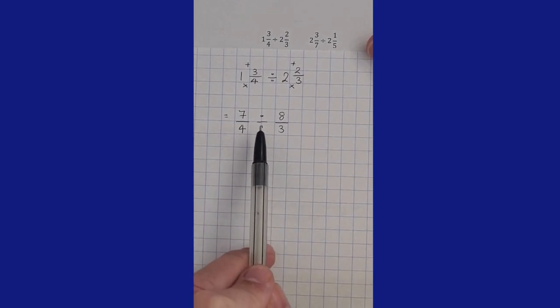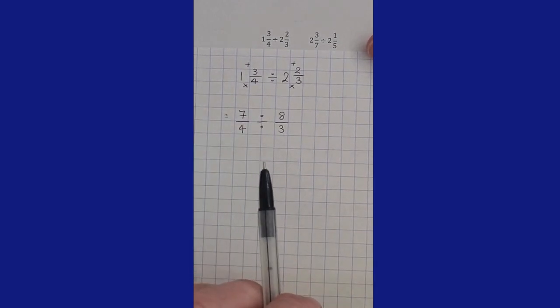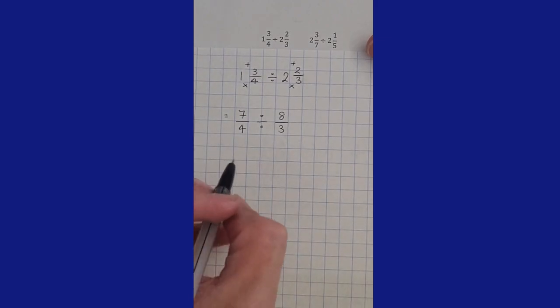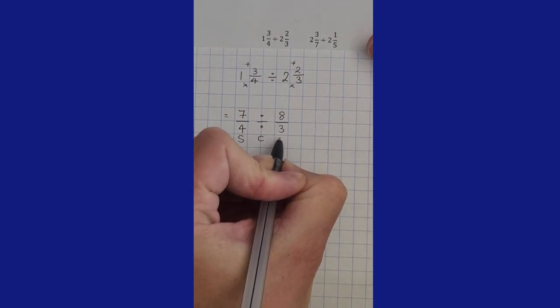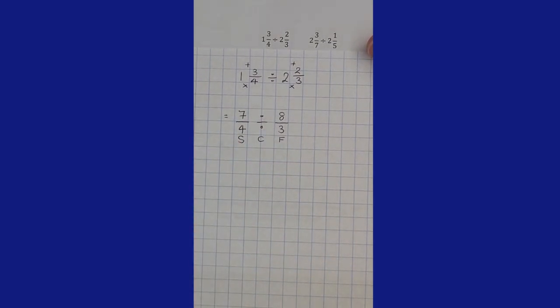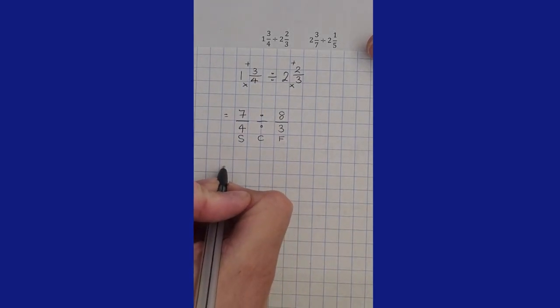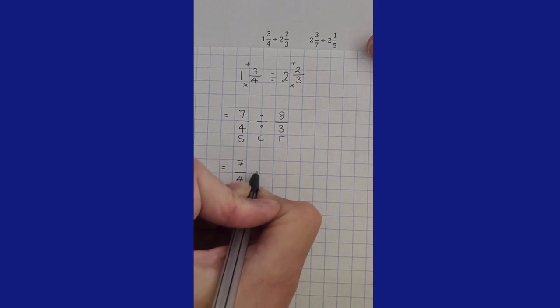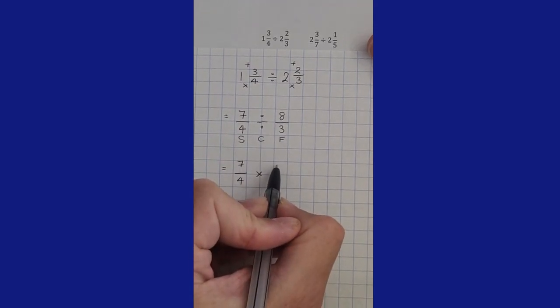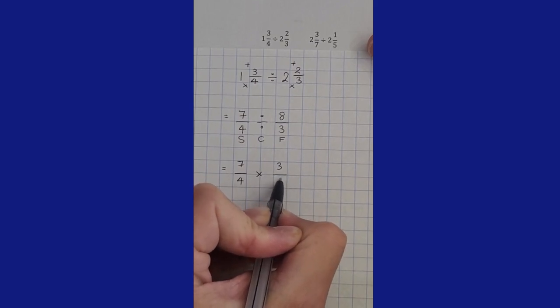So now I'm happy. I've got a fraction, a division, and a fraction. No mixed numbers. Nothing's going to make this question too complicated. So it's just a case of going same, and then change, and then flip. So what I need to do here is I'm going to keep my first fraction the same, which means that stays as 7/4. And I'm going to change my division to a times, and my 8/3 is going to become 3/8.